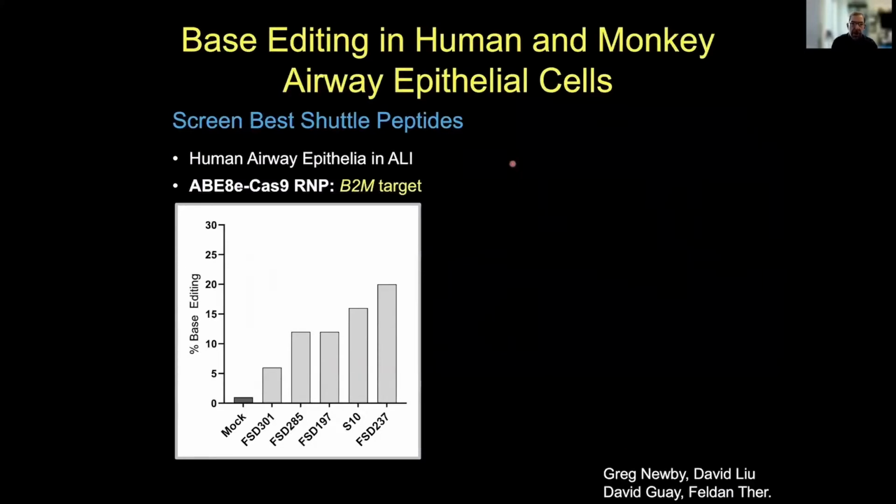And we've also had the opportunity to look at delivery of base editing RNPs, in this case, the ABE8E protein, targeting the beta-2 microglobulin gene in human airway epithelia grown at the air-liquid interface. And as shown here, with the peptides optimized in our screen, we were able to advance the editing. We were able to successfully deliver the base editor and achieve editing frequencies in the 10 to 20% range.